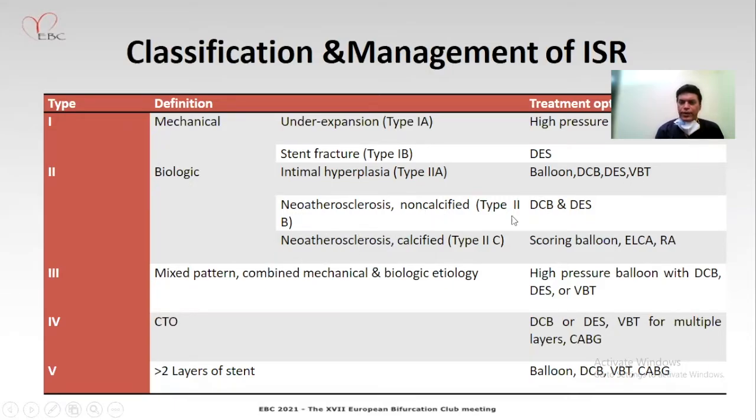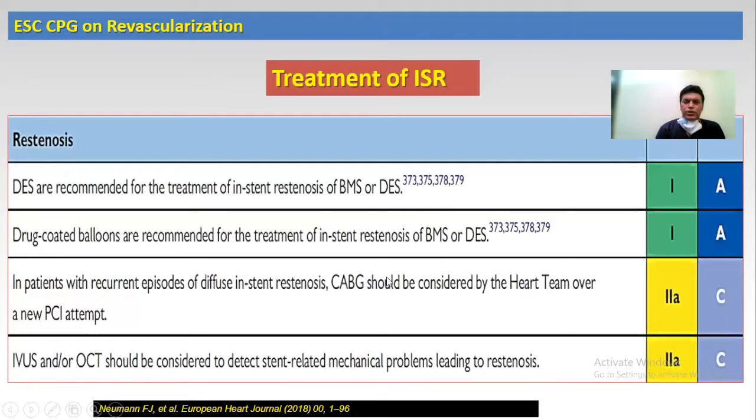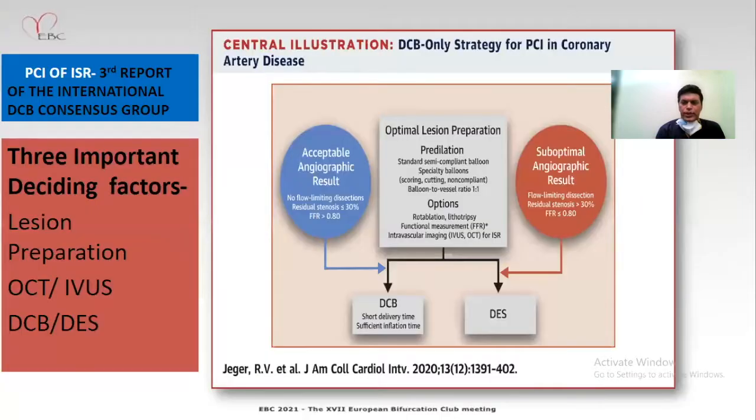Neoatherosclerosis, you can treat with the DCB or DES. Or neoatherosclerosis with severe calcification, you can do plaque modification. So OCT throws light on the mechanism of the ISR and what kind of treatment you can choose. DES and DCB are both under class 1A, so highly recommended. You can choose any modality.